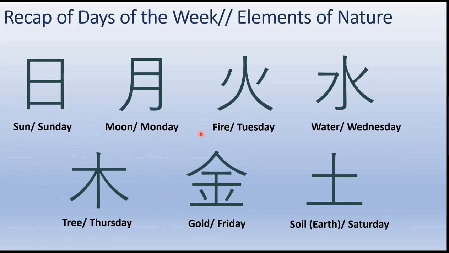Now let's have a recap of days of the week or elements of nature. So we have this as sun and the Sunday, moon and the Monday, fire, which is also used to represent Tuesday, water for Wednesday, tree for Thursday. So these five symbols we had done earlier in this course, and today we have done this gold or Friday, and we have done this soil, earth or Saturday. So this completes the 7 days of the week. So these seven symbols represent seven elements of nature and also the 7 days of the week.